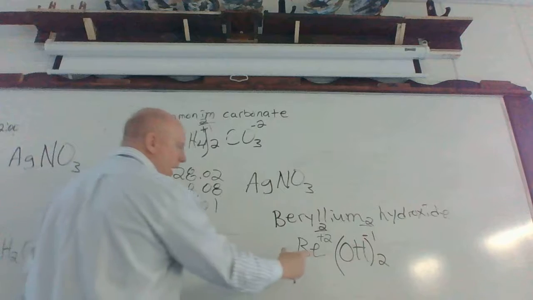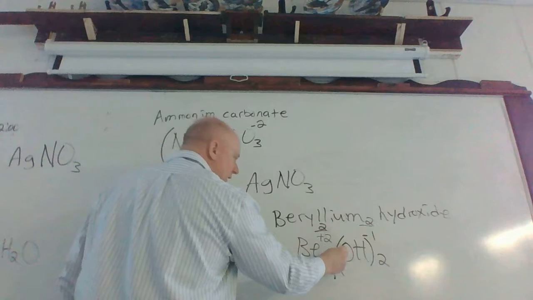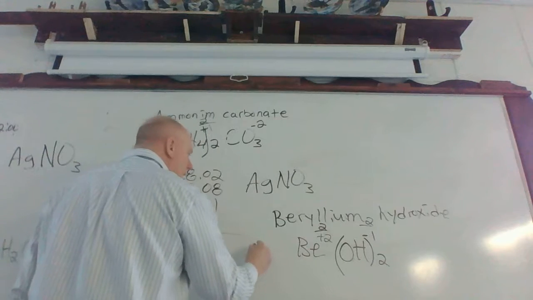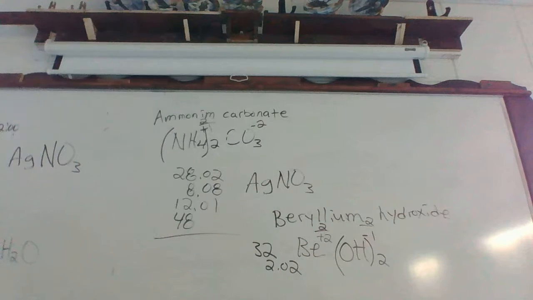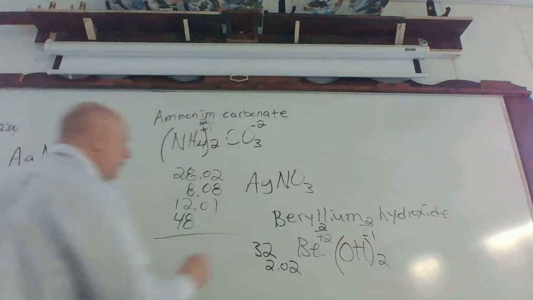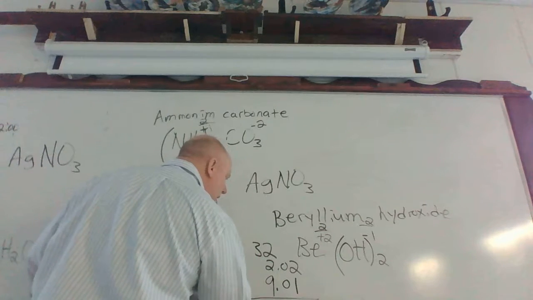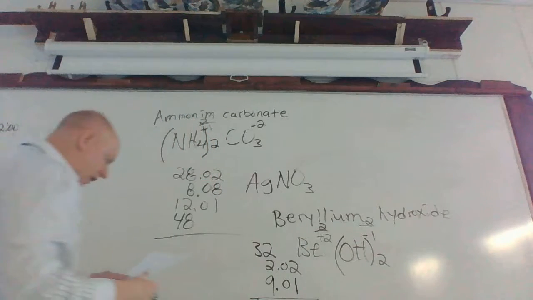So therefore we add up 1 beryllium ion, 32 for the oxygens, 16 plus 16 because of that 2, and 2.02 for the hydrogens. Beryllium is approximately 7 maybe? No, 9.01. So 9.01 for the beryllium ion. Adding those together gives 43.02 for beryllium hydroxide.